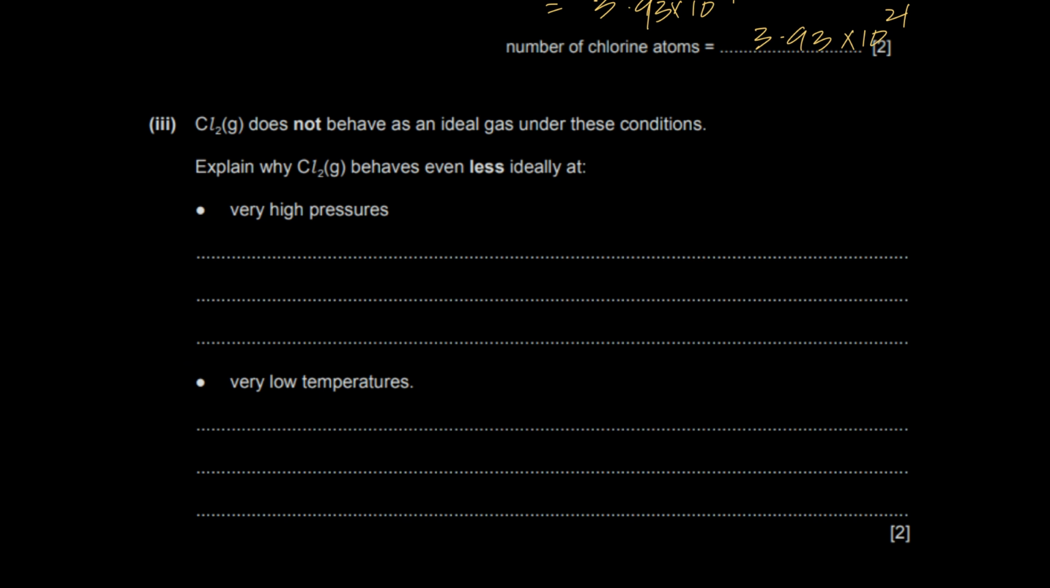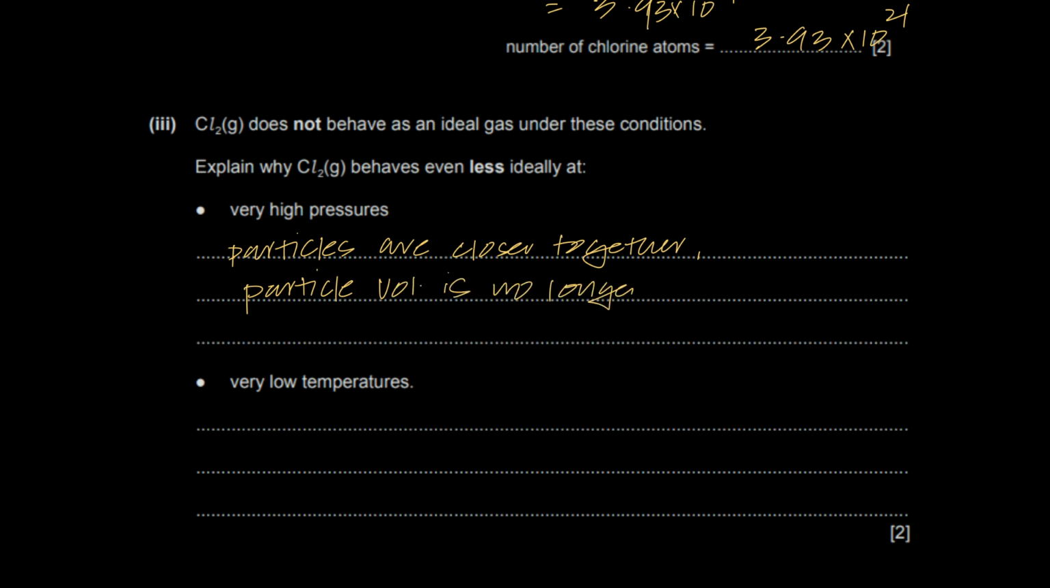Explain why chlorine gas behaves less ideally at very high pressures. Because again, there are two main reasons. Always remember the IMF and particle volume. So at very high pressure, you want me to explain it? I'll explain it. Particles are closer together. And so what happens? The particle volume is no longer negligible versus what? Versus the volume of the container.